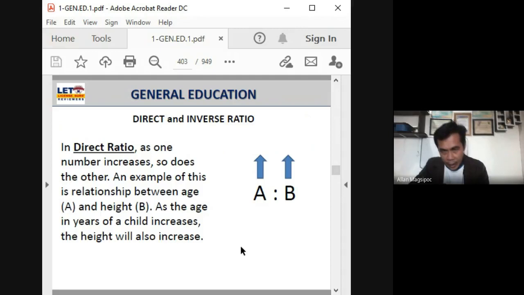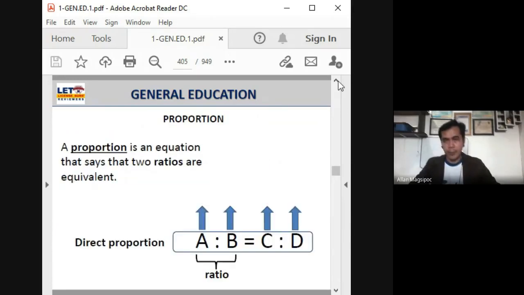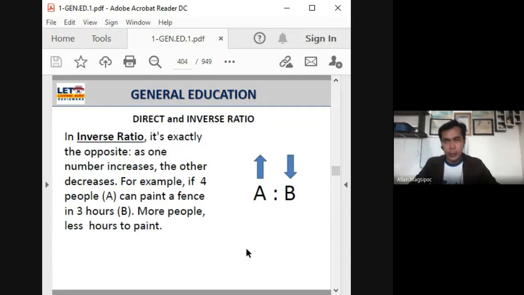Naka-record na, sige. So, for example, the relationship between the age and height specified by A and B. And as the age in years of the child increases, the height will also increase. So, direct ratio ang tawag dyan. Now, the other naman is yung inverse ratio. This is just the opposite of direct ratio. If one increases, the other decreases.